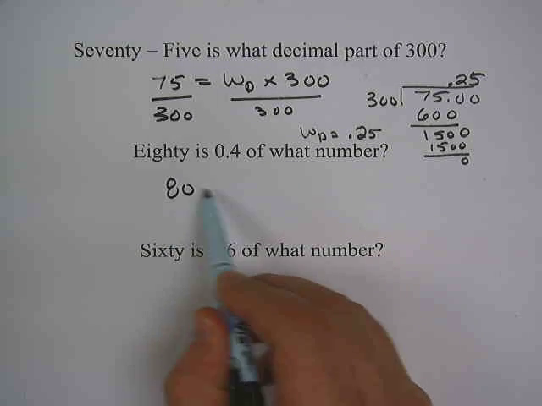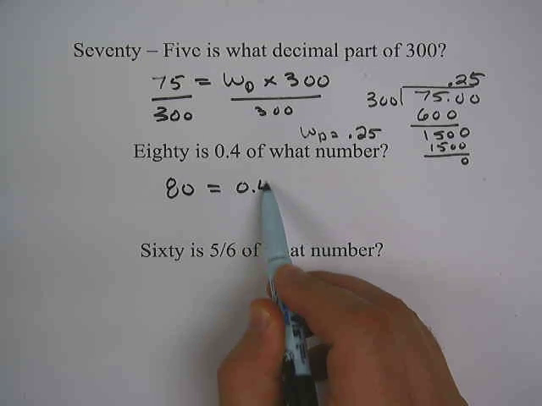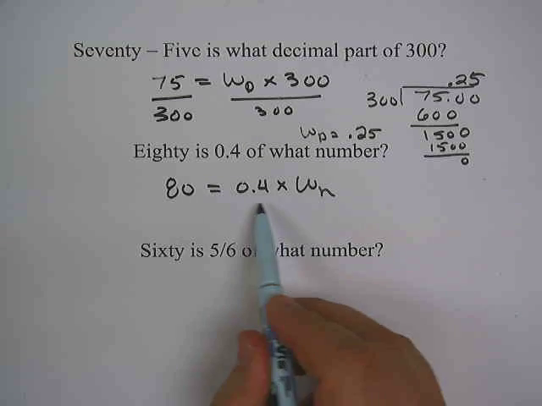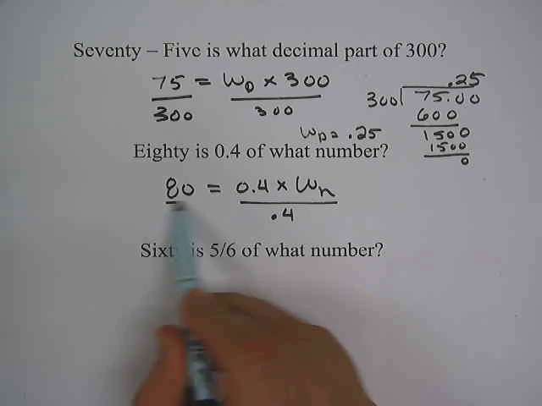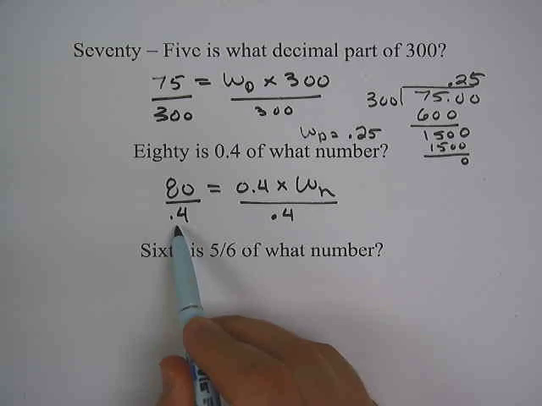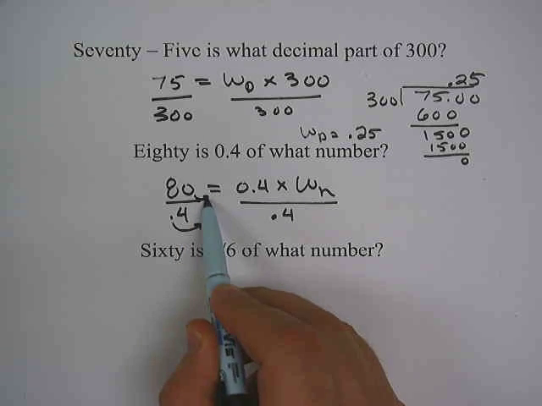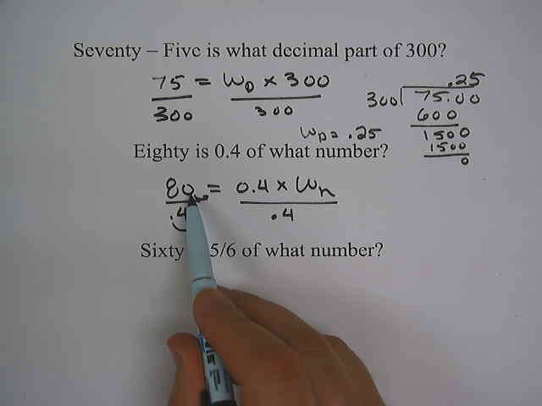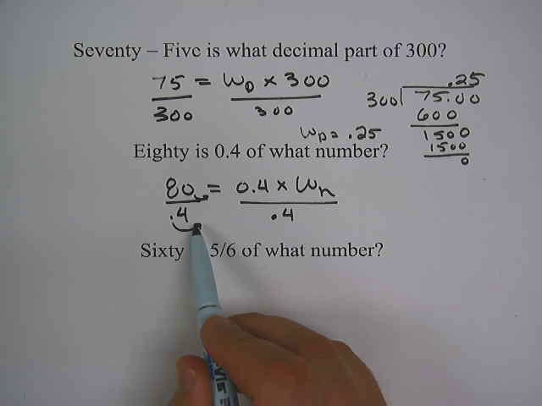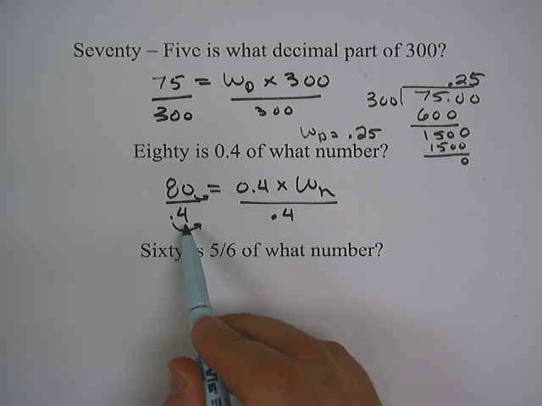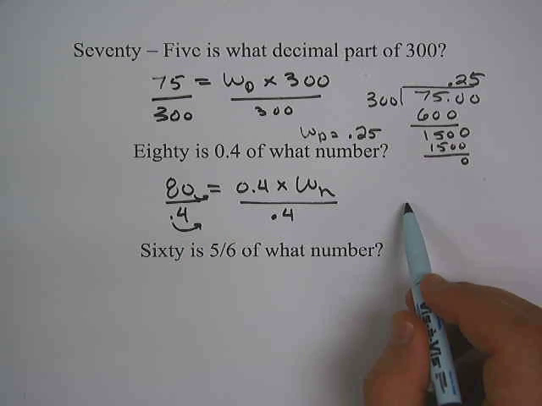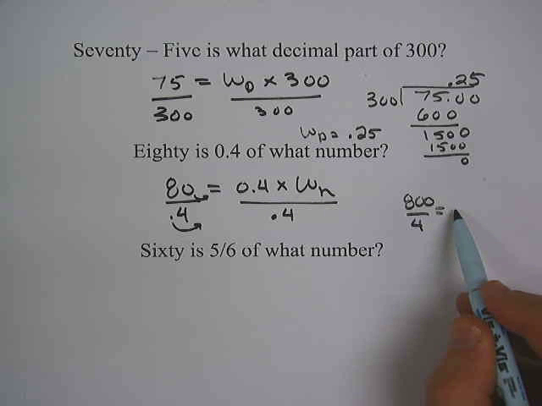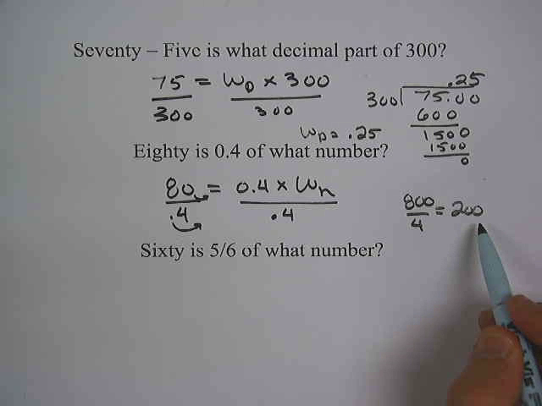The next problem is a direct translation as well. 80 is 4/10 of what number? Again, we're dividing by 4/10 on both sides to balance the equation. I like to think of these as, since I'm dividing, moving the decimal over one place in both of them, numerator and the denominator, which then gives me 4 divided into 800, which is then going to be 200.